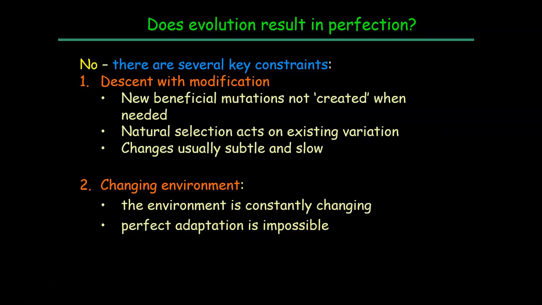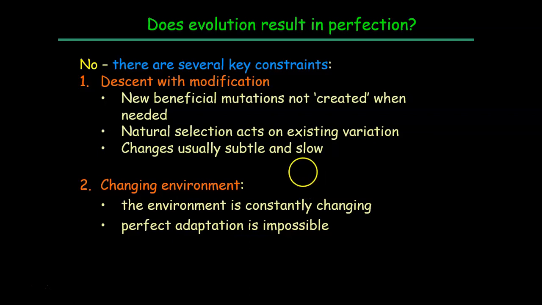You don't have the creation of new mutations when they're needed, and as a consequence, populations get what they got. And it's never perfectly suited to the environment. So descent with modification is one of those key constraints that prevents evolution from resulting in perfection.